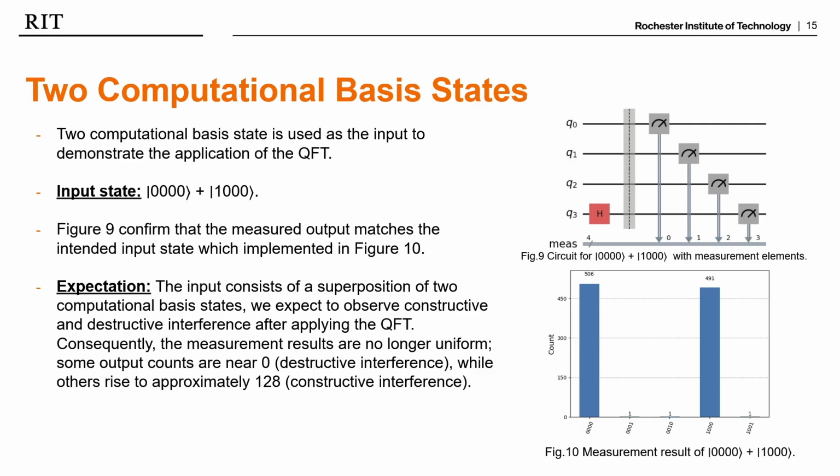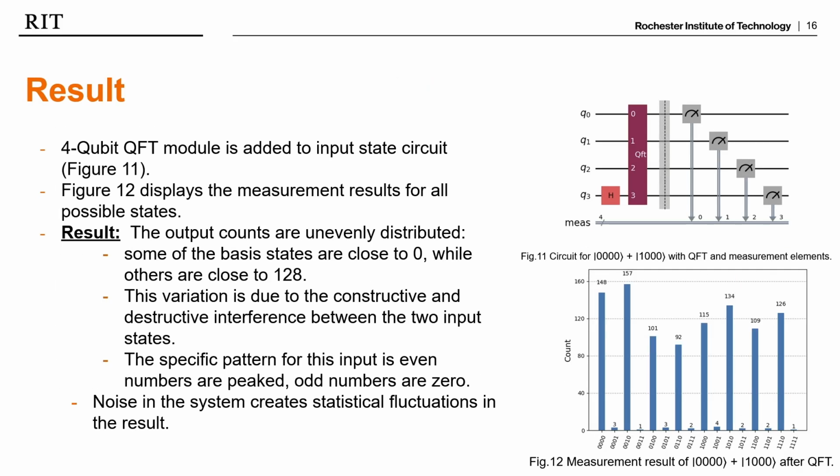A superposition state 0,0,0,0 plus 1,0,0,0 is used to test the QFT. Figure 9 shows the state implementation and Figure 10 shows a verification of the state by measuring it. We expect to observe constructive and destructive interference after applying QFT. Consequently, the measurement results are no longer uniform. Some output counts go to near 0, destructive interference, while others rise to approximately 128, constructive interference.